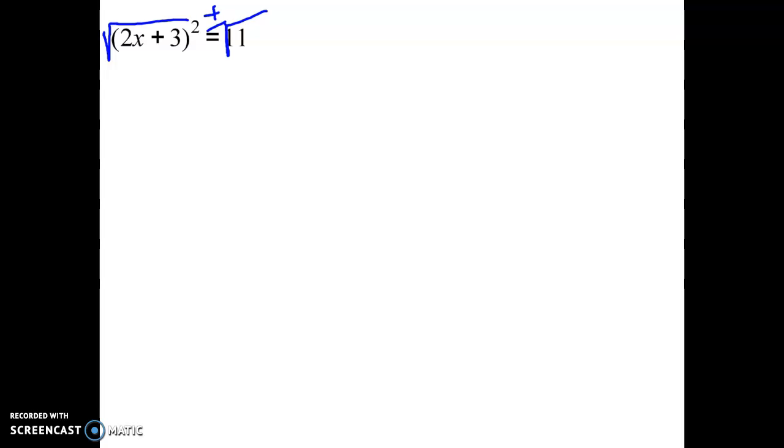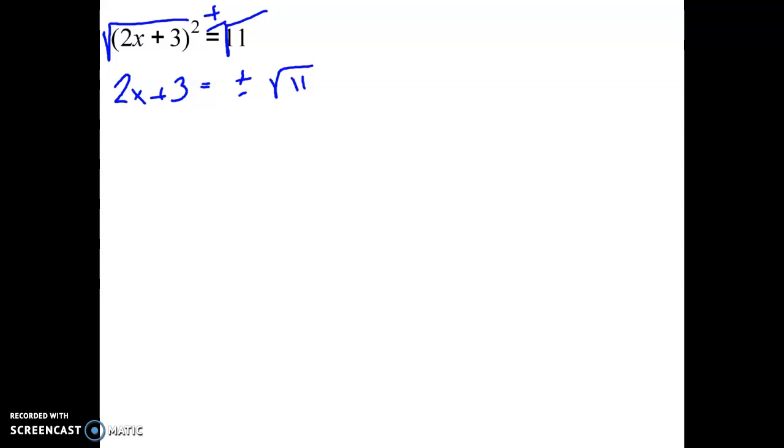On the left-hand side, squared and square root cancel each other out. I've got 2x plus 3. On the right-hand side, bring down my plus and minus, and I've got square root of 11. So square root of 11 doesn't simplify. There's nothing I could circle if I tried to do a factor tree. So that's as much as I can do over there on the right-hand side for right now.